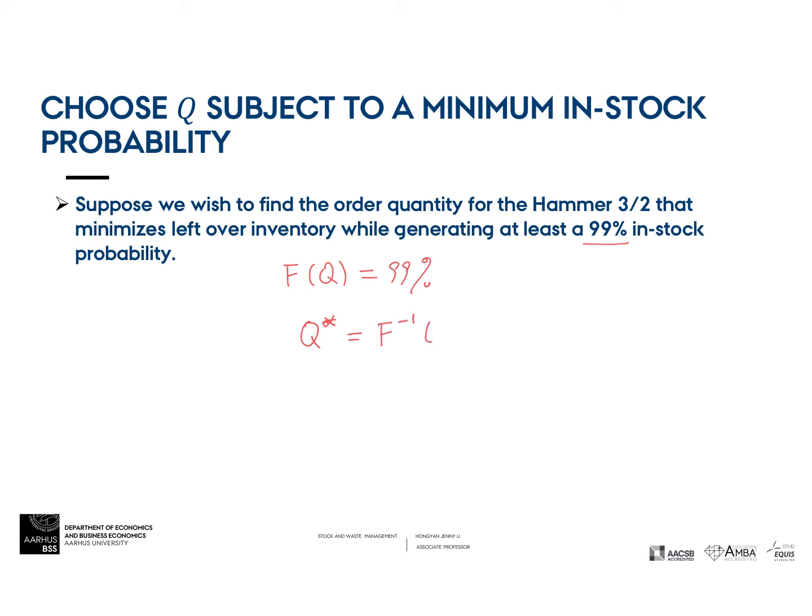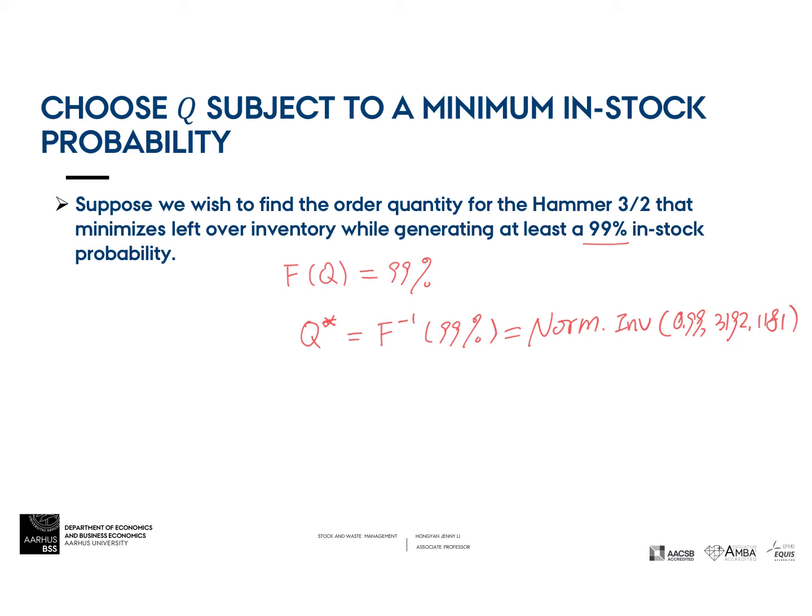with a probability of 99%. This can be done in Excel by the normal inverse function with 99% and with your mu of 392 and sigma of 181. So that's actually the simplest process you can go through.